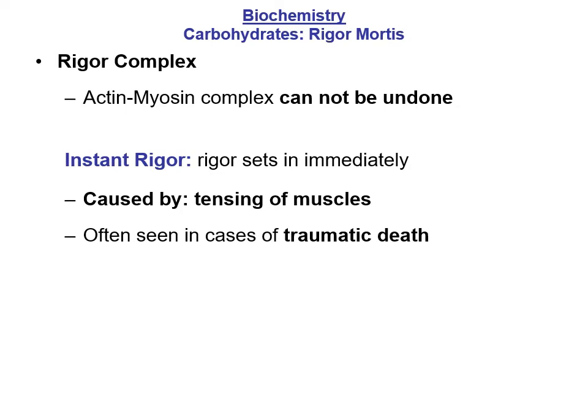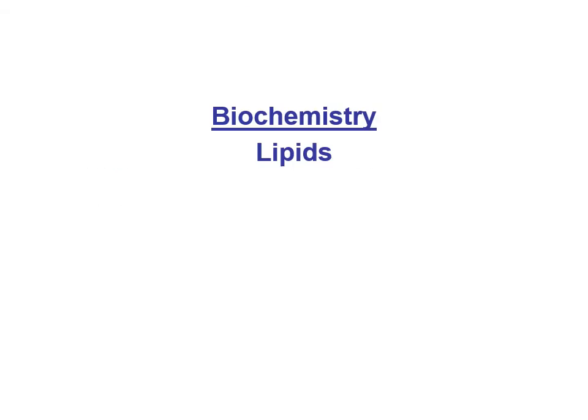That means there's no oxygen left to make ATP. The muscles automatically go into rigor. So you're not going to see it very often, but in cases of car accidents, any kind of traumatic death, you might see instant rigor. So that finishes it up for carbohydrates. Next, we're going to look at lipids.